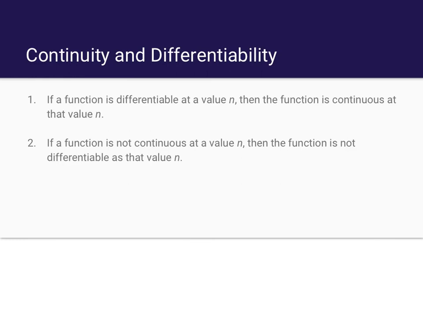So if we start with differentiable, we say if the function is differentiable at a particular number, then we automatically know the function's continuous at that same number. If we start with continuity, we can say if we already know our function is not continuous at a particular number, then we also know the function won't be differentiable at that same spot.